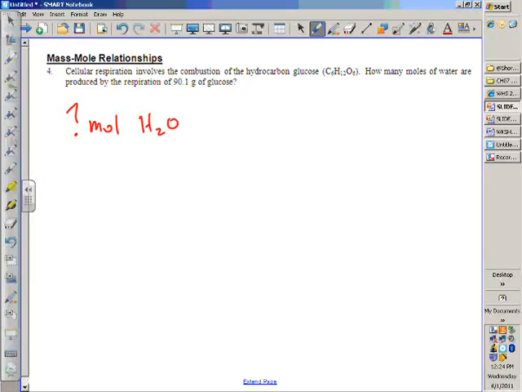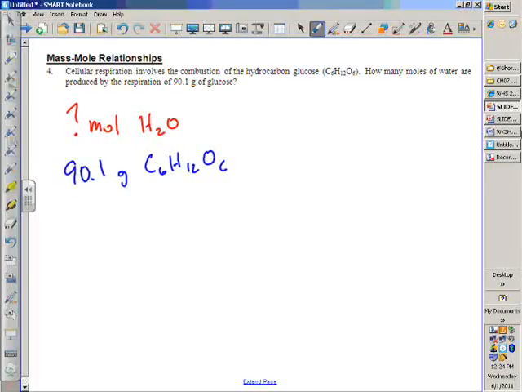Okay. And moles of H2O, right? Then, next step, what do we have to work with? In this case, it gave us that we want to respirate, I think that's the right word, 90.1 grams of glucose, C6H12O6. But we said that in the "what do we have to work with" category, we always need to have what?